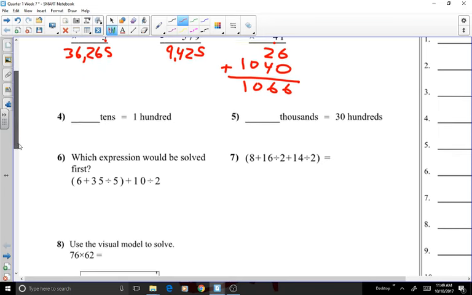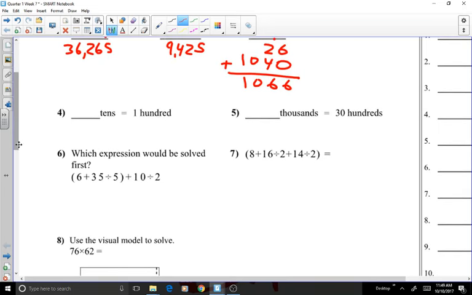Number 4. How many tens are in 100? Remember, we checked this out yesterday. Here's 100. That's 100 ones. Here's how many tens. This is the tens place. Here's the ones place. Here's the tens place. So we see that there are 10 tens in 100.